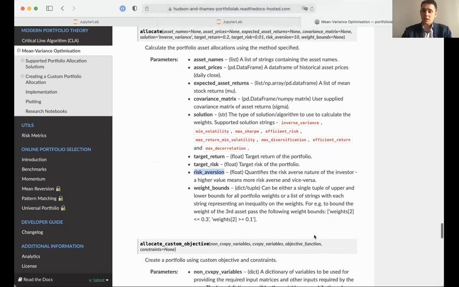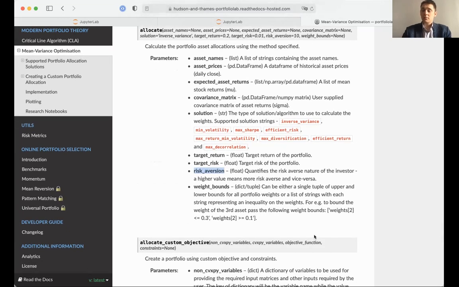And the final parameter of the function call is weight bounds. Sometimes, as we have discussed, you would like to apply your own weight bounds in your portfolio optimization, and here you can type in the weight bounds. It can be either a single tuple of lower and upper bounds of portfolio weights, so you just specify the lower and upper bound, or it can be even some kind of custom weights which are specified in the next way.